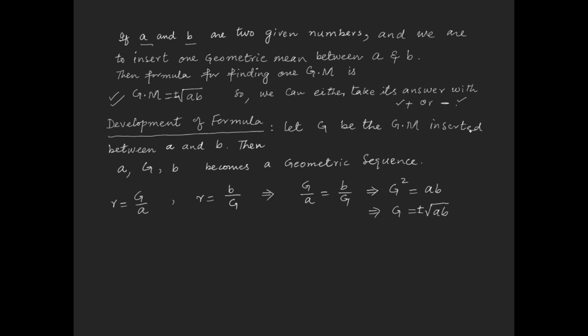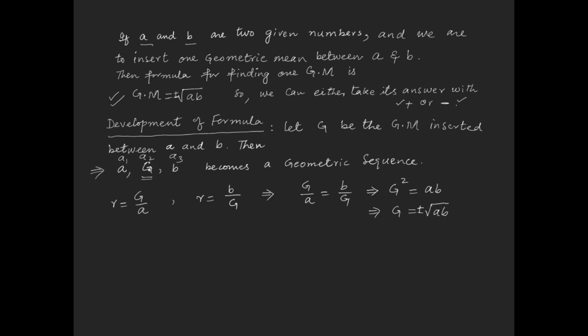Let G be the geometric mean which we will insert between A and B. So then this G is inserted between A and B. This is the geometric mean inserted between A and B. Then this is a sequence, a geometric sequence. And as we know, in geometric sequence, this is the first term, this one is second, and this one is third. So this is a geometric sequence of three terms.